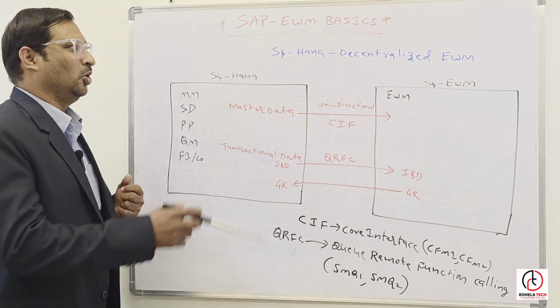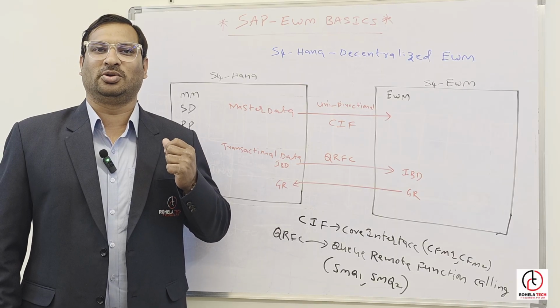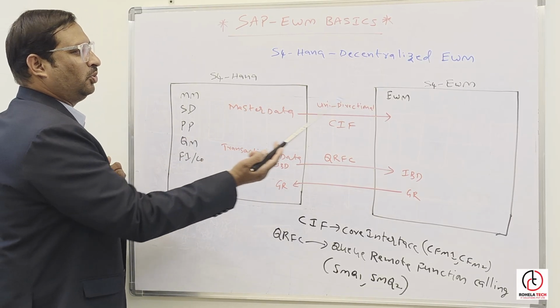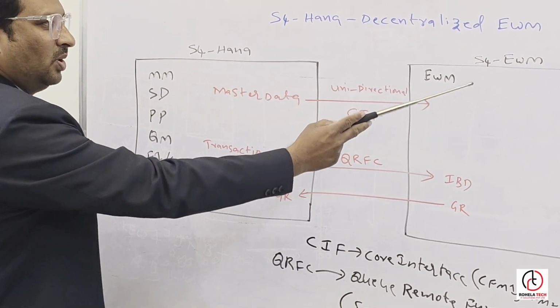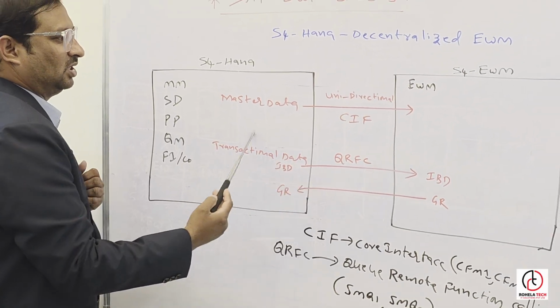In today's class we are going to learn about decentralized EWM, how decentralized EWM is going to function. So in decentralized EWM, we are going to have two different servers. One is the S4 HANA server, the other one is a separate S4 EWM box. So these are the two different servers.